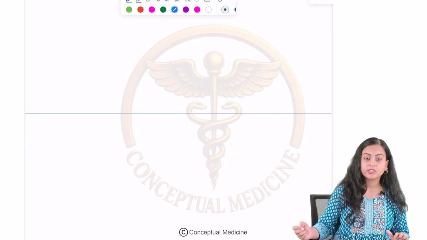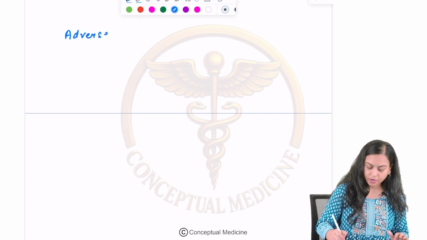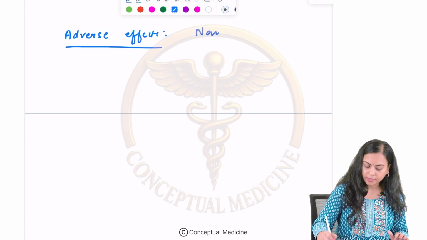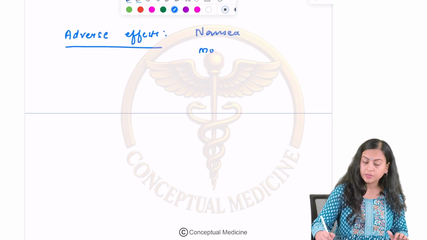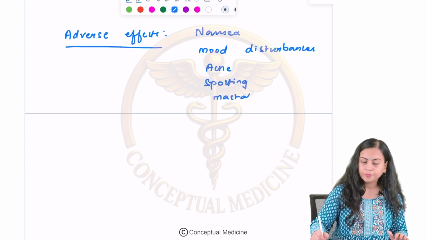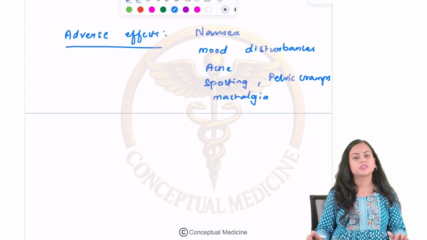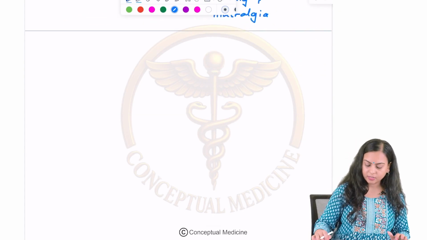Let us discuss about the adverse effects of using levonorgestrel IUD. So, adverse effects can include nausea, mood disturbances, acne, spotting, mastalgia, sometimes pelvic cramps are also there. Clear, right?